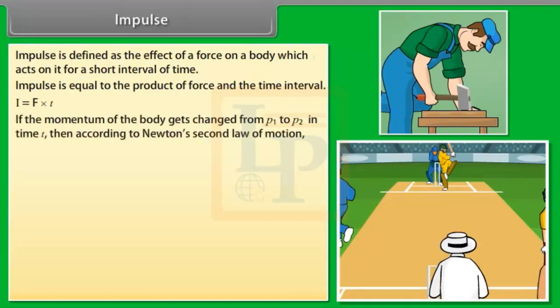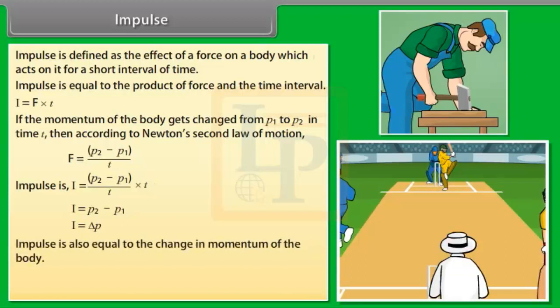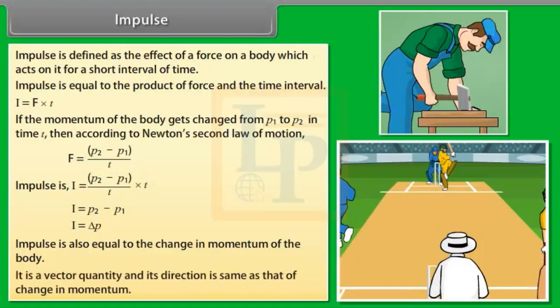If the momentum of a body gets changed from P1 to P2 in time t, then according to Newton's second law of motion, F is equal to (P2 minus P1) divided by t. Impulse I is equal to (P2 minus P1) divided by t, into t. I is equal to P2 minus P1. I is equal to delta P. Impulse is also equal to the change in momentum of the body. It is a vector quantity and its direction is the same as that of the change in momentum.